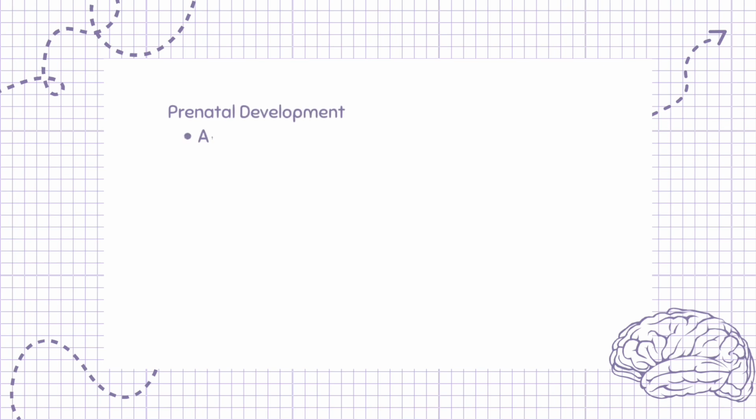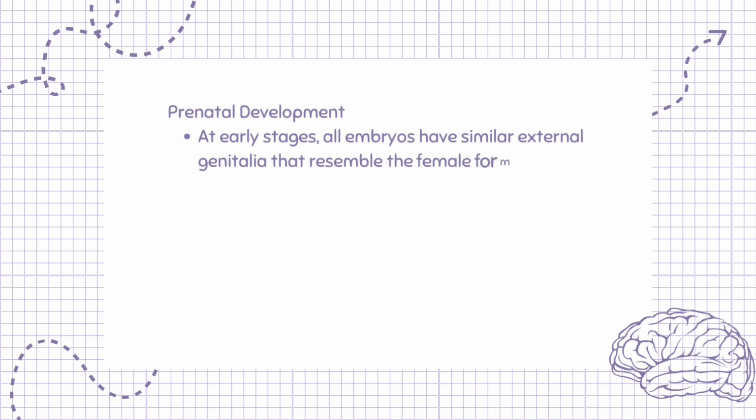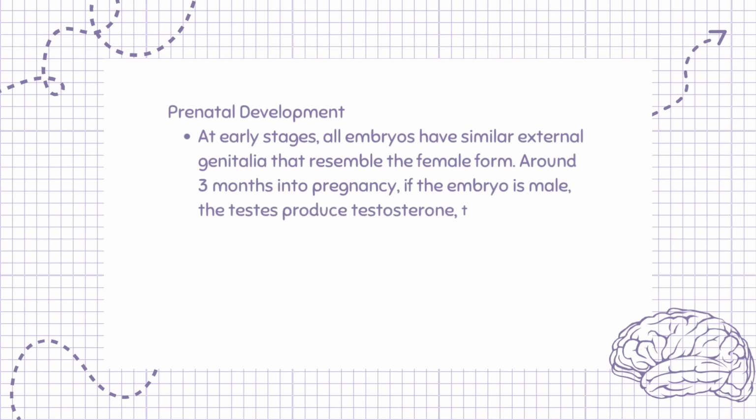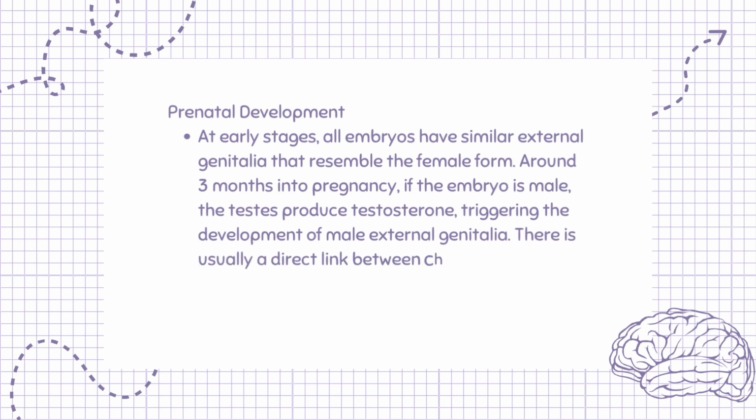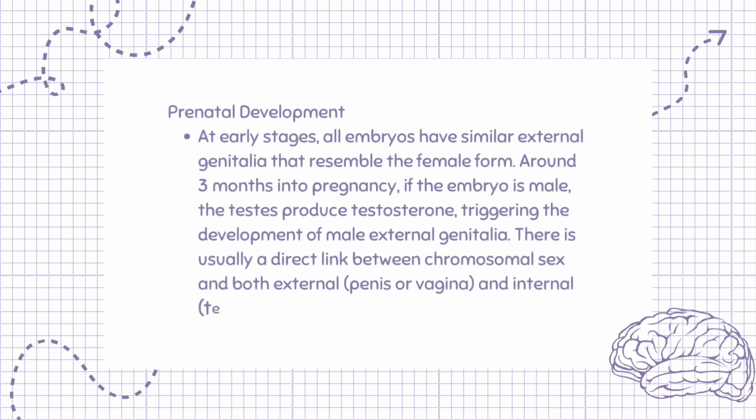Prenatal development. At early stages, all embryos have similar external genitalia that resemble the female form. Around 3 months into pregnancy, if the embryo is male, the testes produce testosterone, triggering the development of male external genitalia. There is usually a direct link between chromosomal sex and both external, penis or vagina, and internal, testes or ovaries, genitalia.